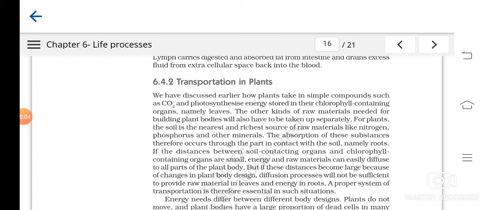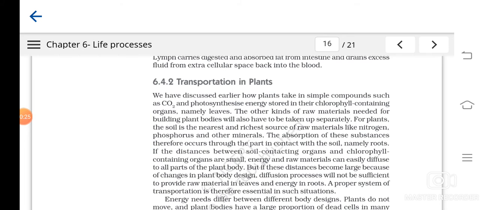So, in the previous classes, we have studied about the transport systems in animals, like the blood circulatory system and the lymphatic circulatory system of human beings, isn't it? Now we will start the next topic, that is transportation in plants.